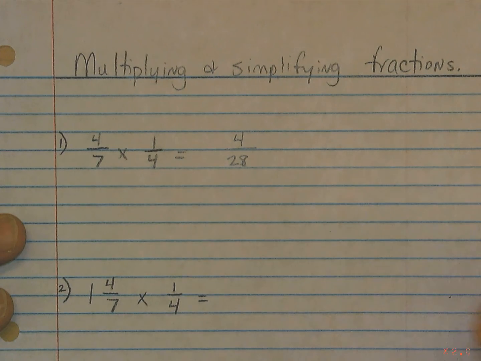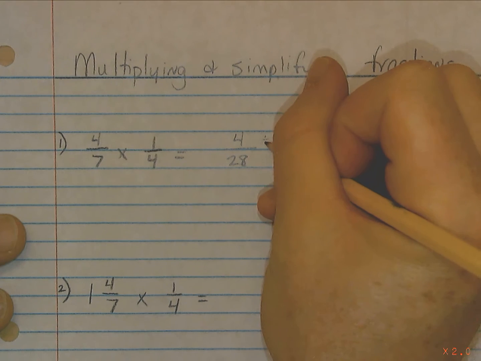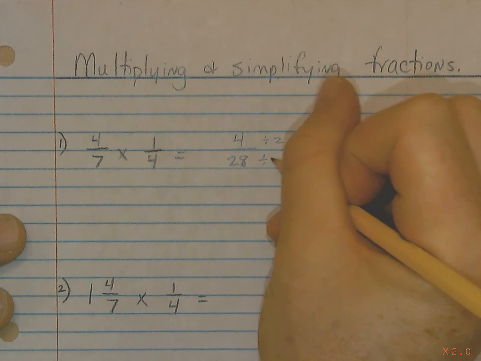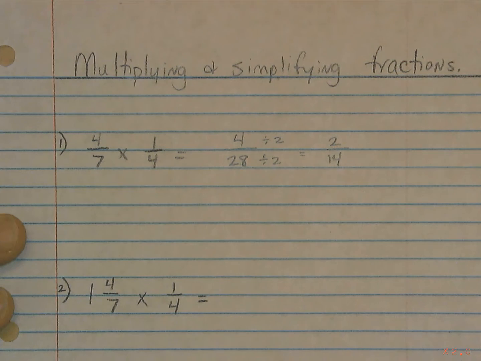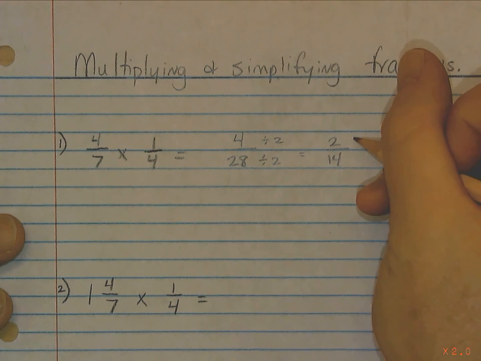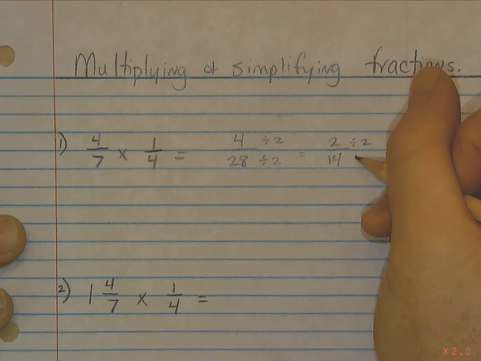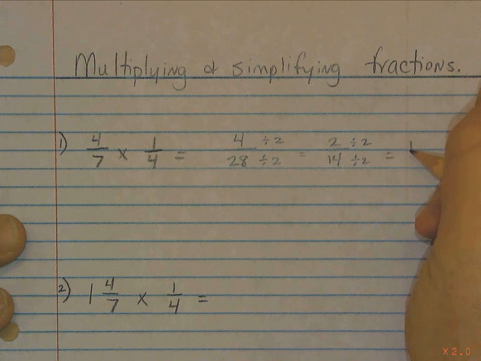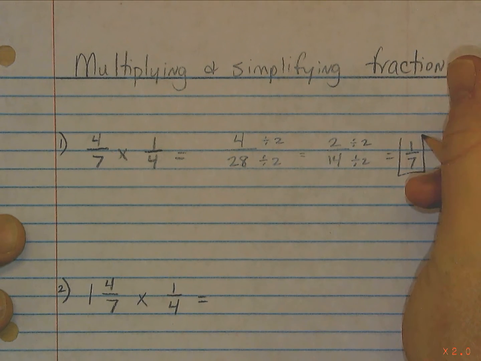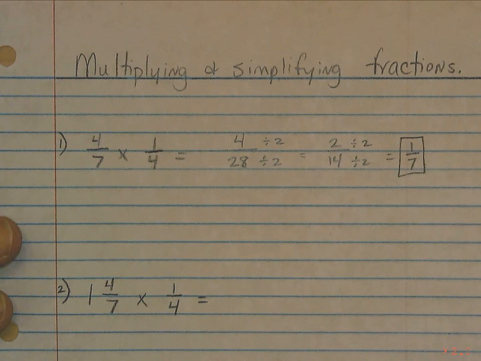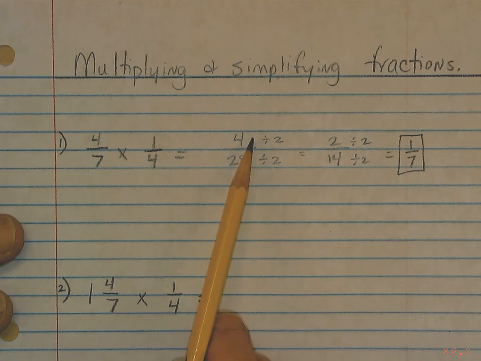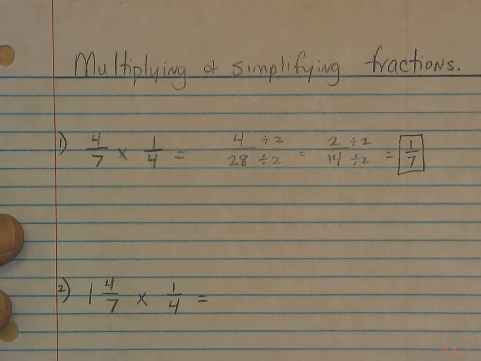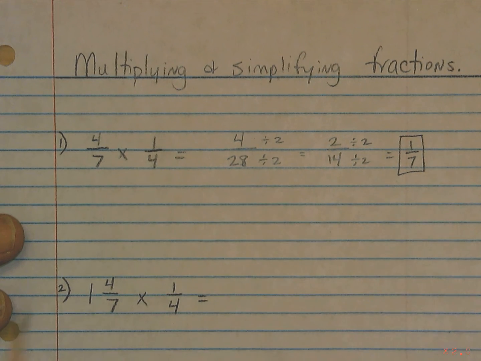Some would say, well, they're both even, so I want to divide by 2 and get 2 over 14. And because they're even again, I would just divide this by 2 again and get 1/7. And that's fine. And that's definitely one way of doing it. Okay, you could have said divided by 2, you could divide it by 4 here and divided by 4 here and get 1/7. But either way, you multiply first, then you simplify later.